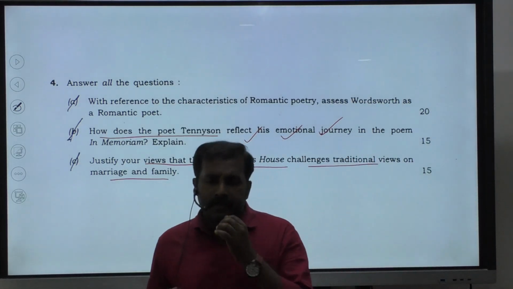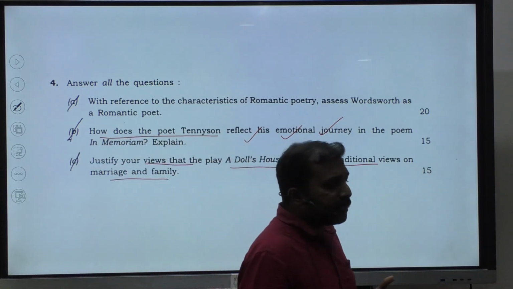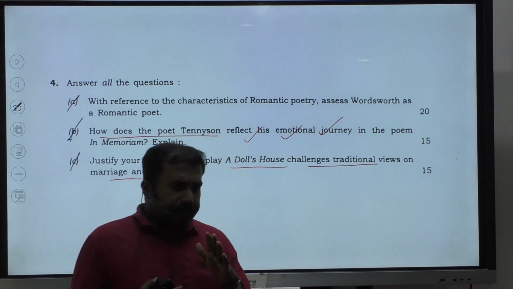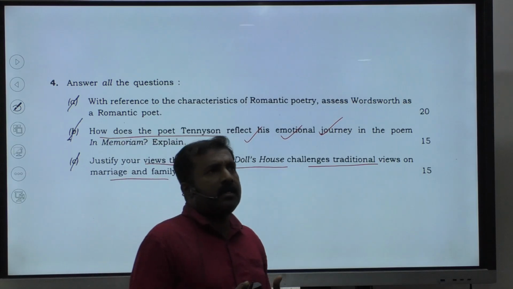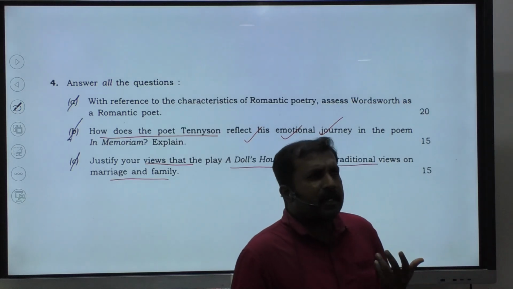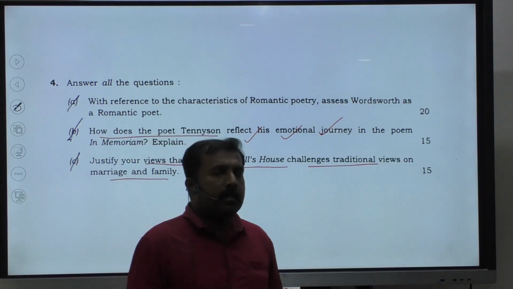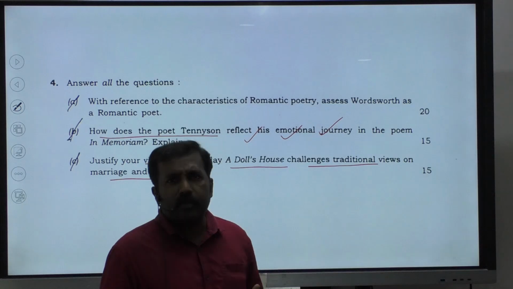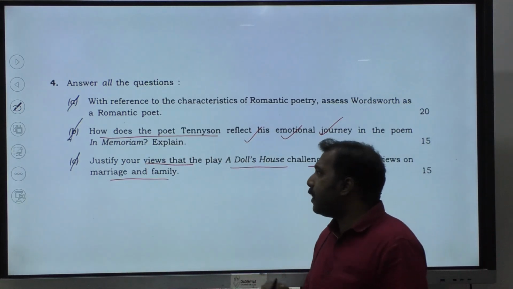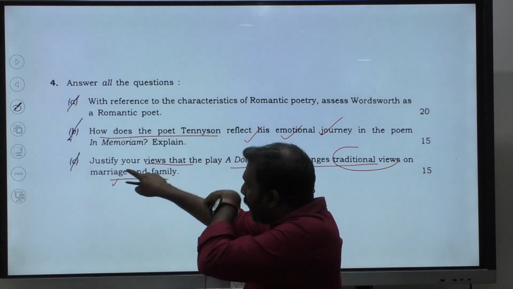That means sometimes UPSC asked about the title of A Doll's House, the relevance of the title, and in other cases the role of marriage. I think multiple times UPSC has asked about A Doll's House as a feminist drama. Like that, different questions we can expect. And this year also, UPSC asked this question: justify your views on A Doll's House challenging traditional views on marriage and family.